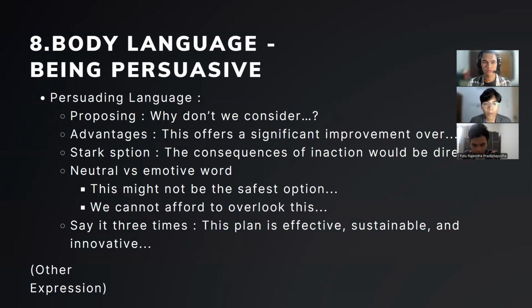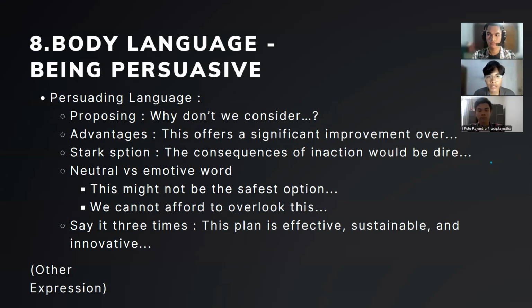Proposing. Why don't we consider blah blah blah? Advantages. This offers a significant improvement over blah blah blah. Stark option. The consequence of inaction will be dire. Neutral versus emotive words. This might not be the safest option. We cannot afford to overlook this. Say three times. This plan is effective, sustainable, and innovative. Next.